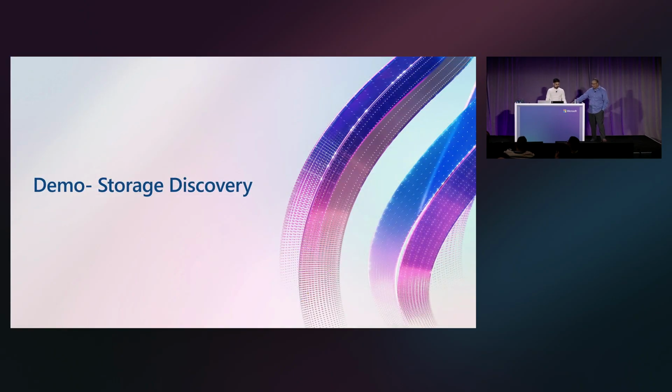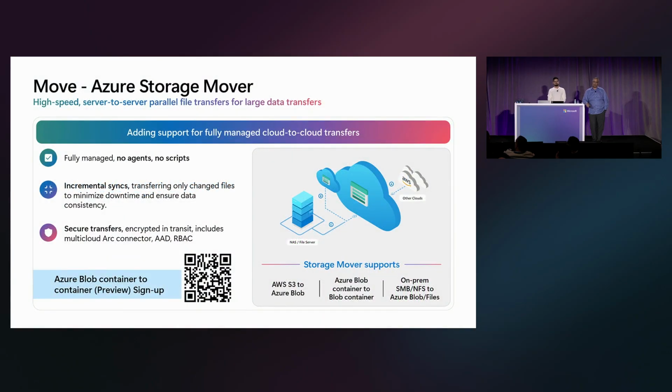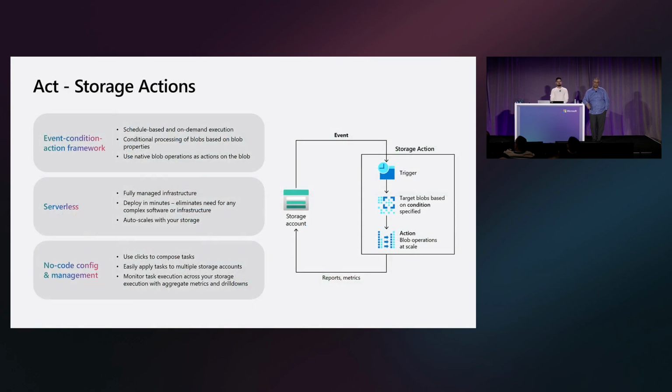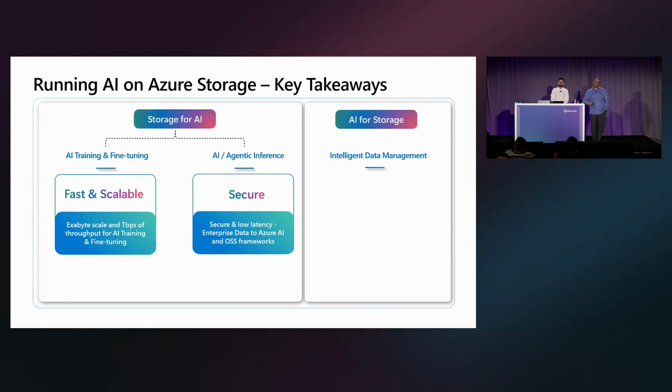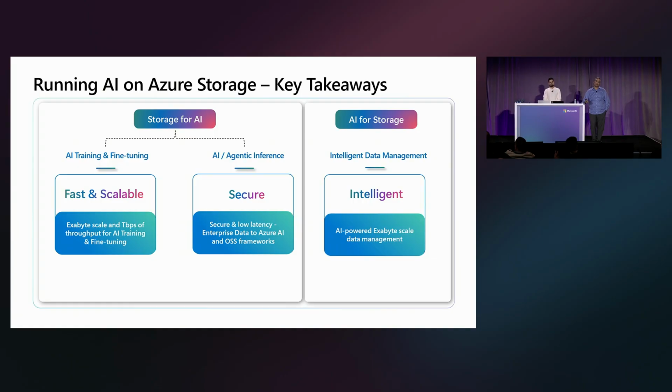So we're almost at the end of our talk. I know we're starting to go a little over. We'll have time for Q&A at the end. We'll stick around. But what you saw here was a set of capabilities across Mover, Discovery, and Actions. And just in terms of wrapping up the talk here, we showed you how you can have fast and scalable storage for your training and fine-tuning. We talked a little bit more about security, which is really important in inference scenarios. And we talked about intelligent data management aspects.